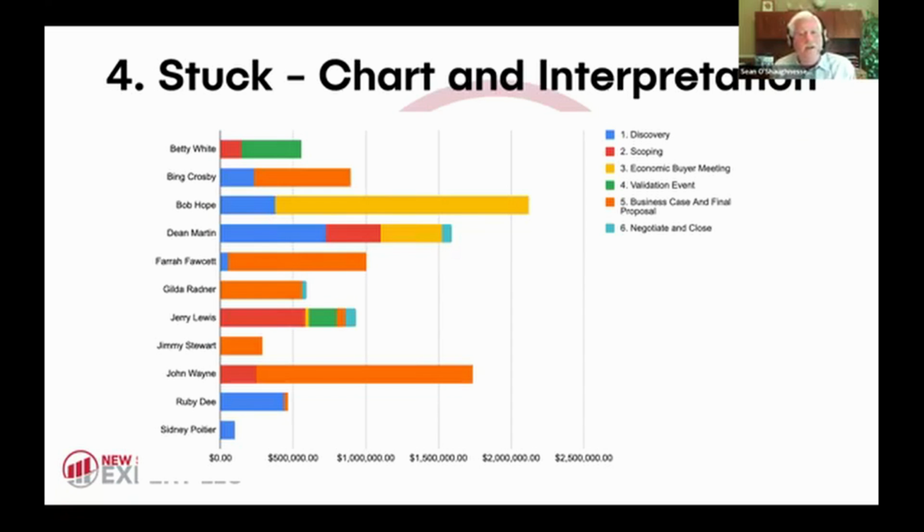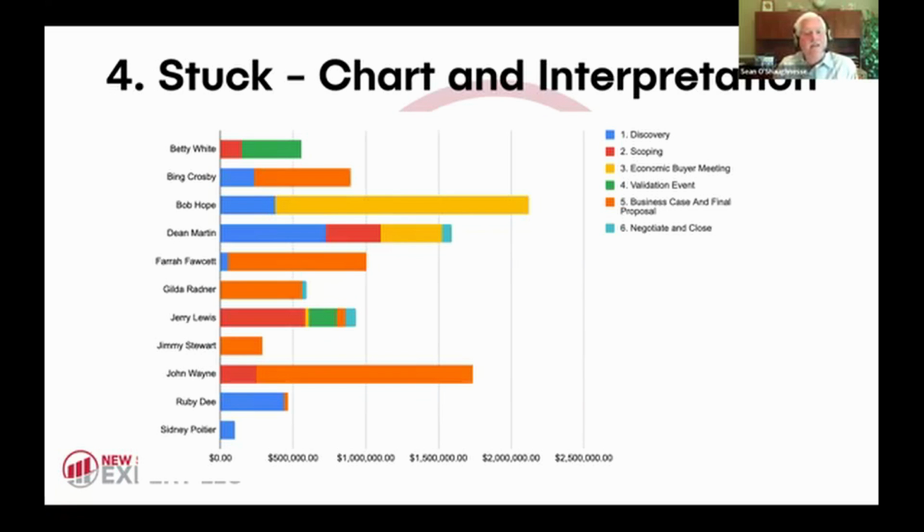Why does John have so many deals, so much revenue tied up at business case and final proposal? That's a big red flag. This is right before we close. That's a big red flag. I go all the way up to Bob Hope. Is Bob having problems with that economic buyer meeting? And this leads into that earlier question, Kevin, but I'm going to hold it off just a little bit longer. Is Bob having problems with the economic buyer meeting? And how do we help him with that?